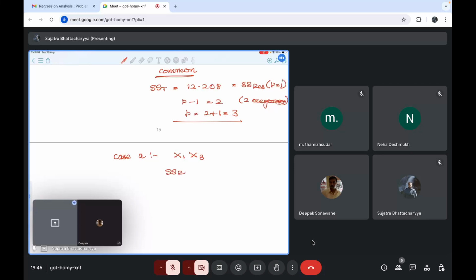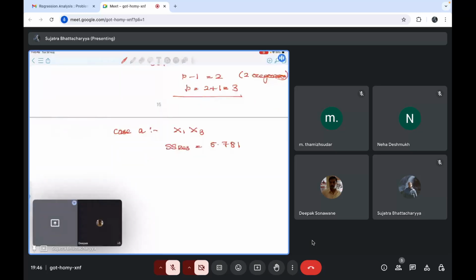I'm writing. I have the values. This is 5.781. You can see the question also. Refer to the question later. Okay. So R3, because P is 3, square for case A is 1 minus SS residual for this case divided by this, 12.20, which is 0.548.